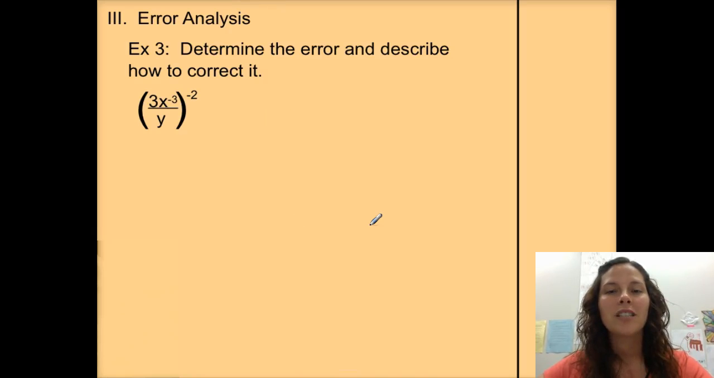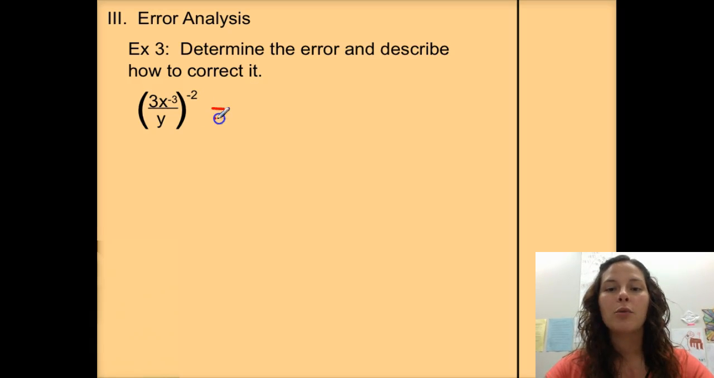Finally, in this video, we're going to take a look at an error analysis. What that means is I'm going to simplify this problem incorrectly. It is your job to find and fix the mistake. So make sure you understand that this one I am doing wrong. Your job is to find and fix the mistake. So think carefully about everything that I am saying and doing on each step and see if it matches with what I said and did in the previous examples.